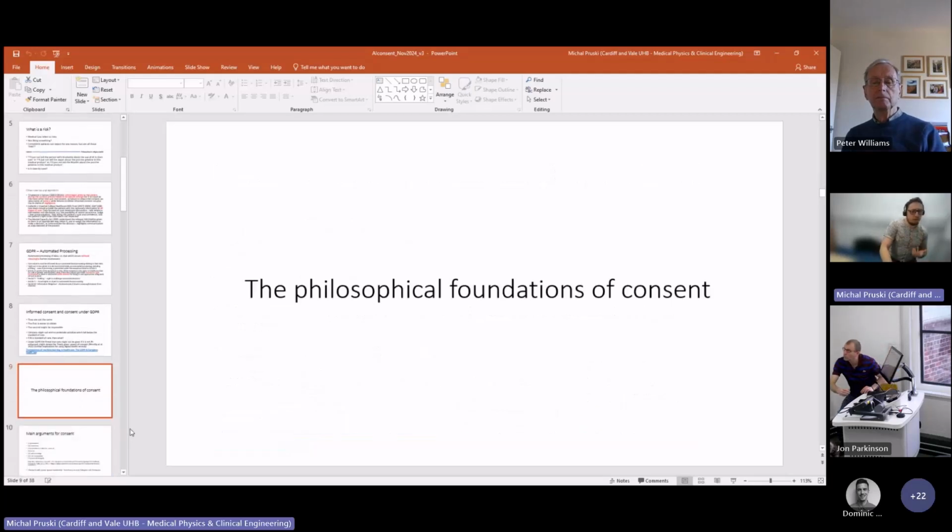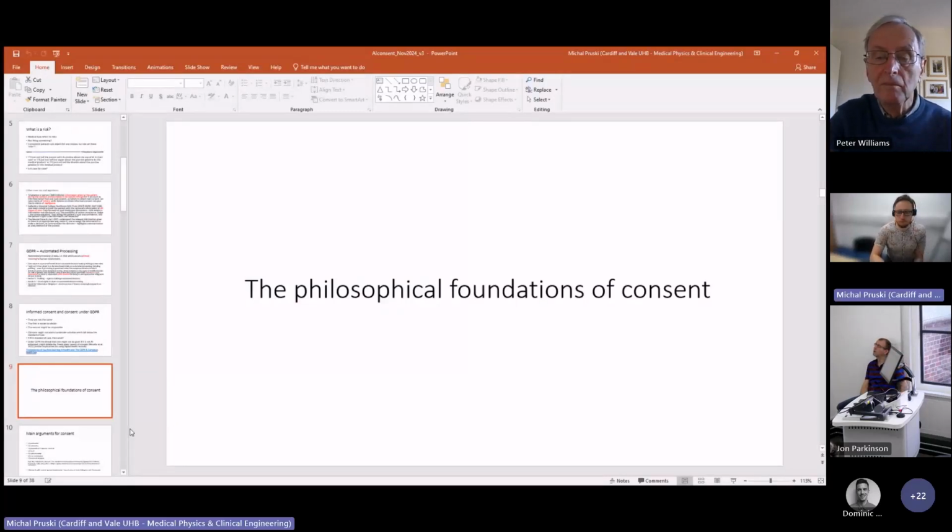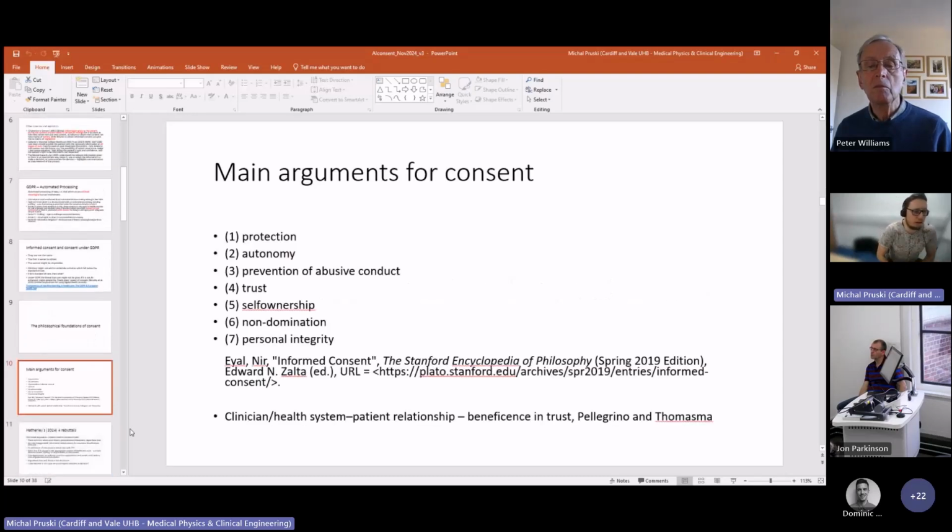So now that I've bored you a bit with the law and how it relates to informed consent, we'll talk a bit more about the philosophical foundations of consent. So the law aside, why is it important to seek consent? Now, the Stanford Encyclopedia of Philosophy gives 7 reasons for this. I think perhaps some of those could collapse into each other.